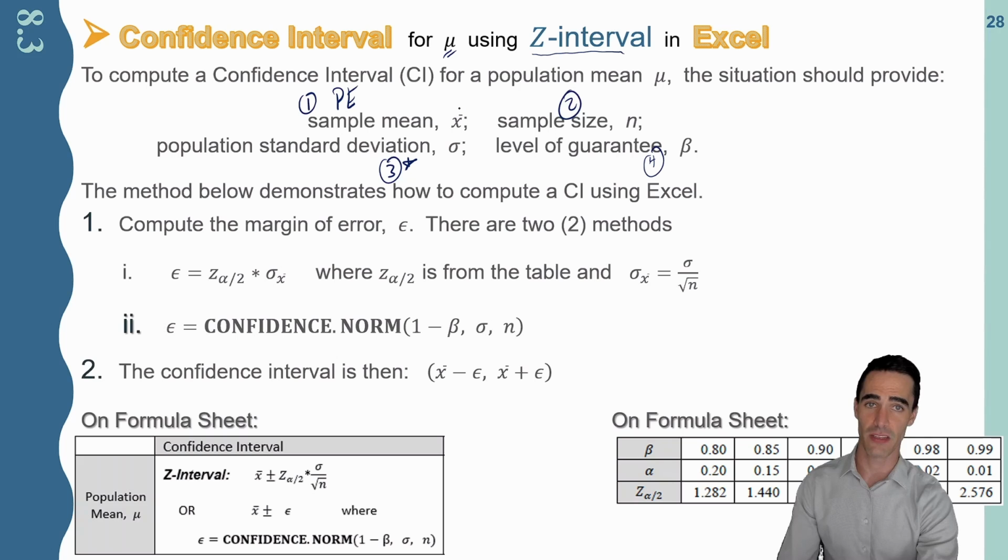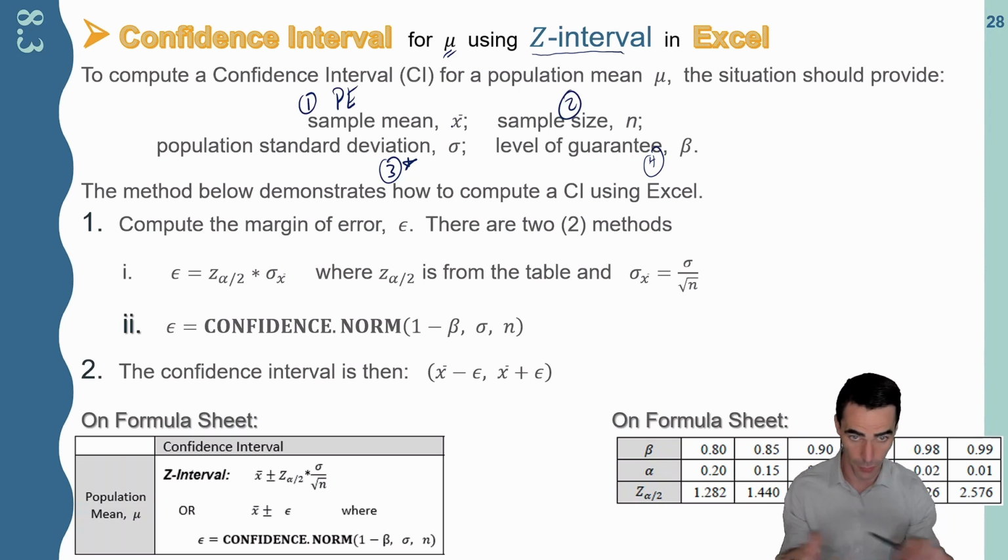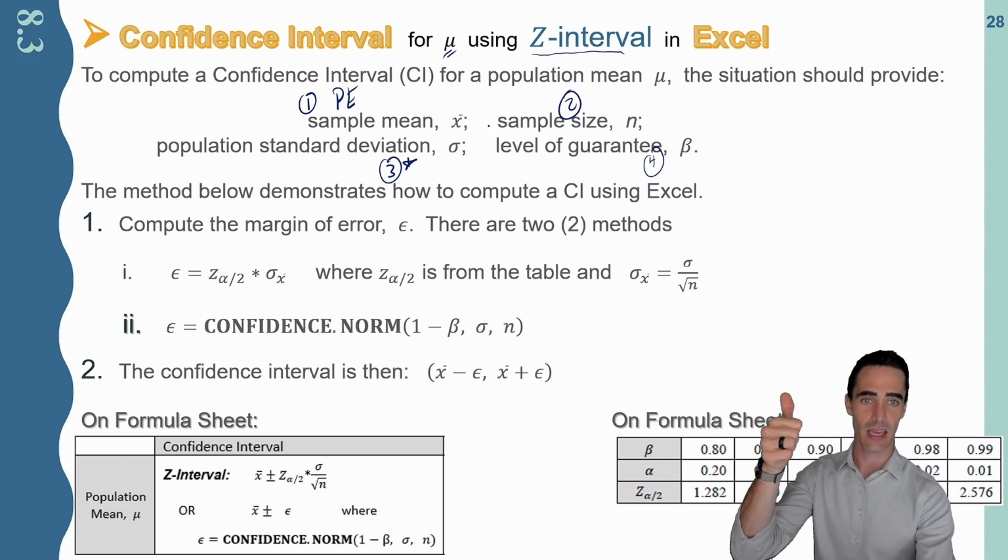One of the friendly things about a confidence interval is you really only need 2 things to actually put the confidence interval together, one of which you already have, and that's the sample mean.